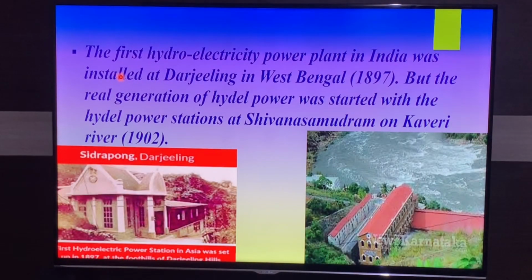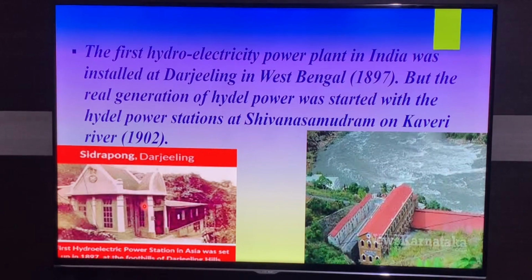The first hydroelectric power plant in India was installed at Darjeeling in West Bengal in 1897. But the real generation of hydel power was started with the hydel power station at Shivanasamudra on the Kaveri River in 1902.